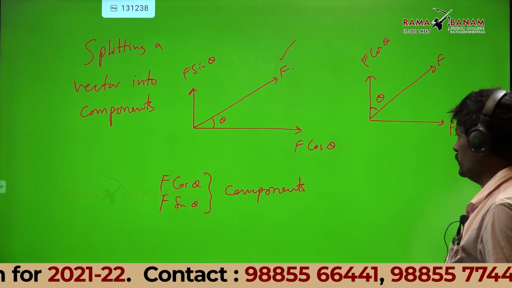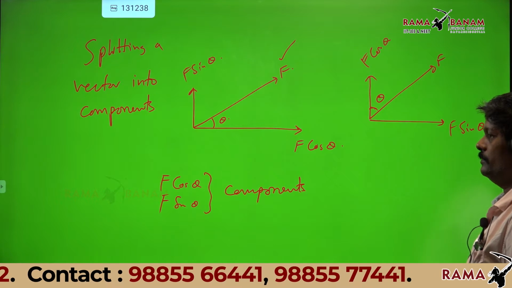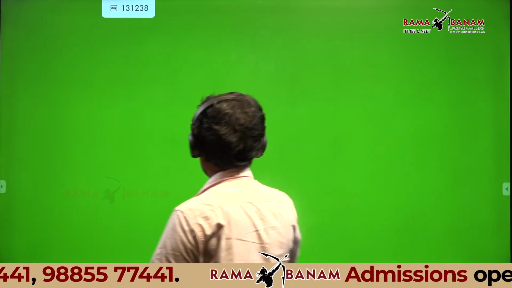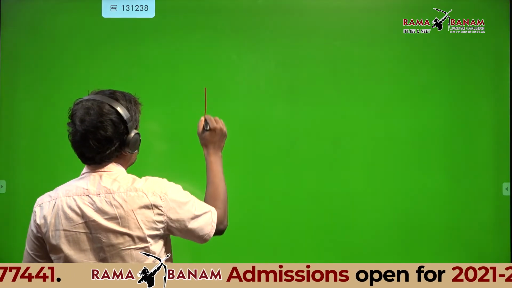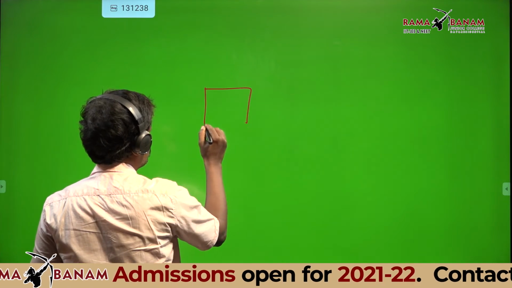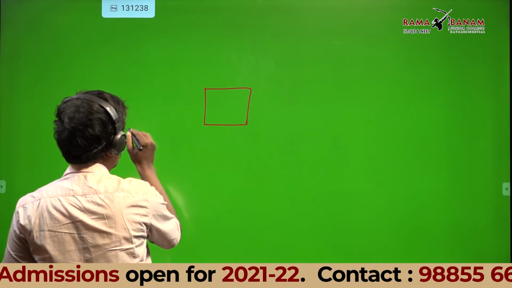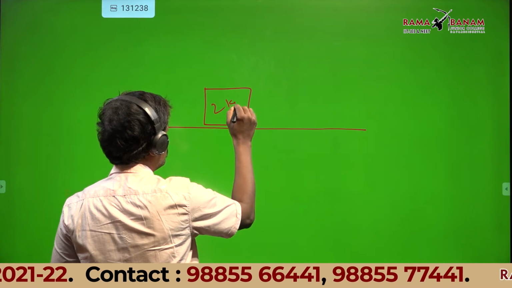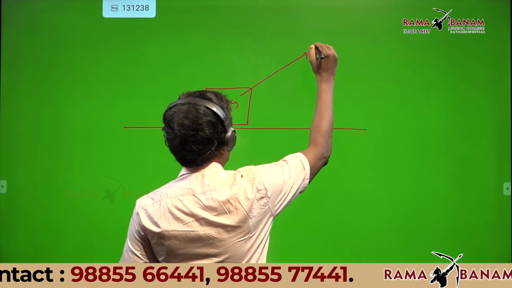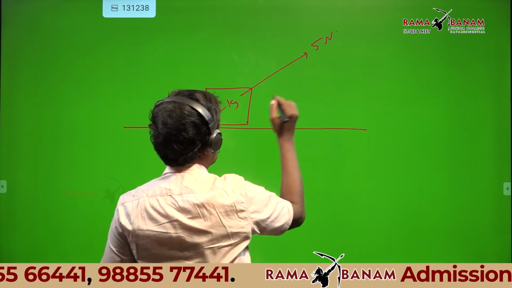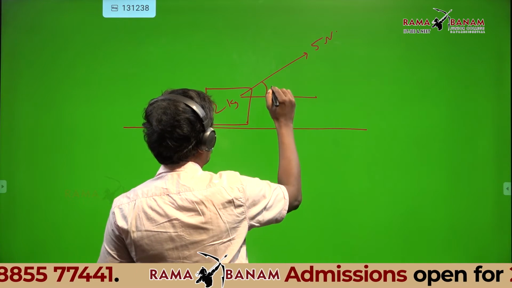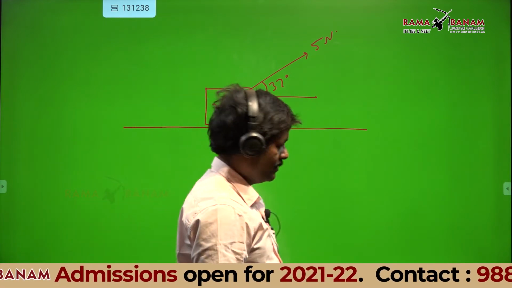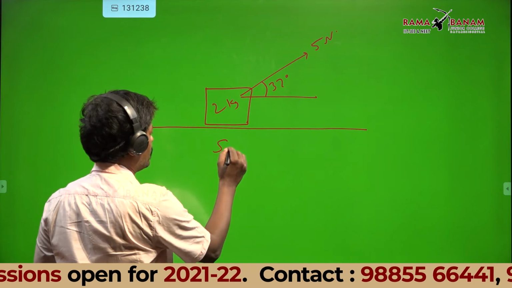Can I go to the next page? Right. Now, listen, I will take a body of two kg. I applied a force of 5 Newton at an angle of 37 degree. Right. This is a smooth surface.